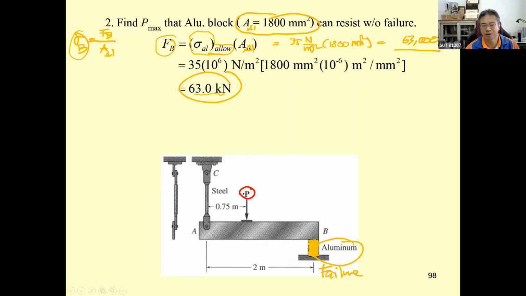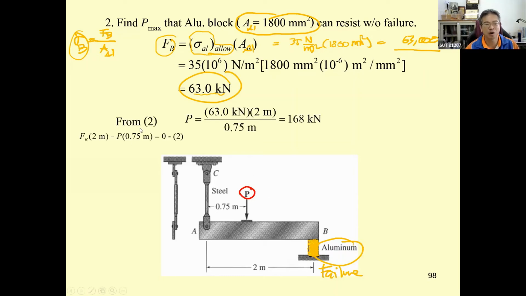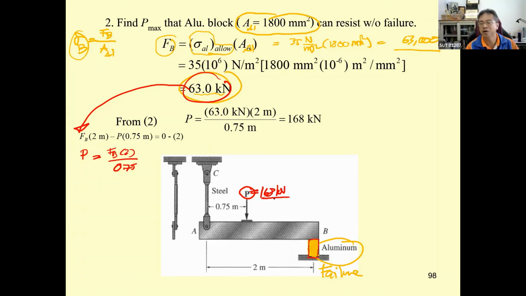You have to go back to the equation of equilibrium. You go to equation number 2. Now, your F sub B is going to be plugged into this equation and rearranged. So you have P equal to F sub B times 2 divided by 0.75. So the second one, to cause the failure of the aluminum, the force P is going to be 168 kilonewton.